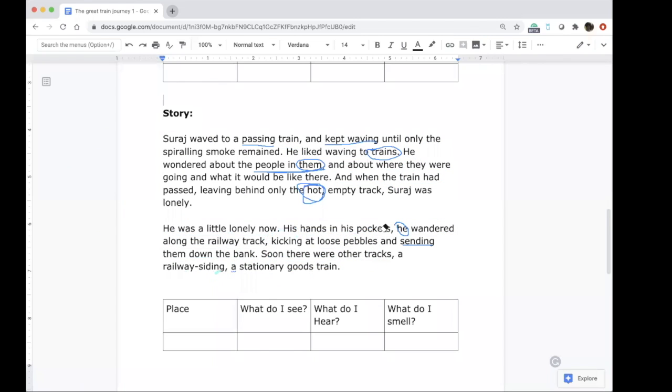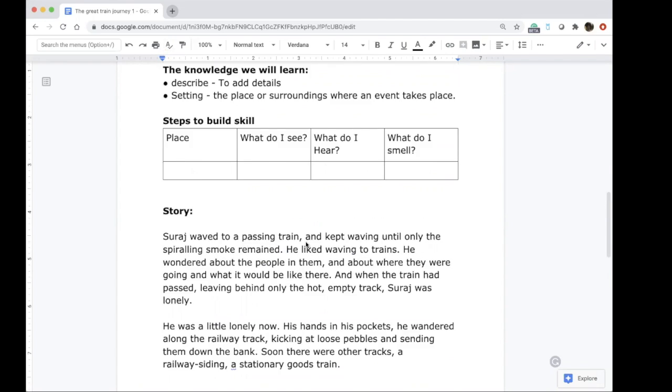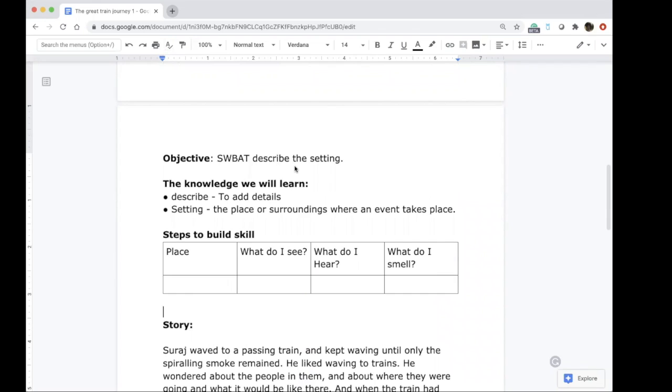Say again, Srinivas. Now we are going to read a paragraph. What is the objective of today's lesson? Did anyone remember? To describe a setting.